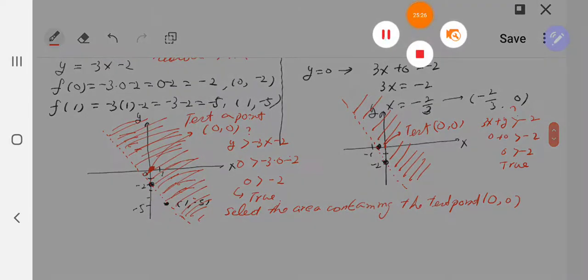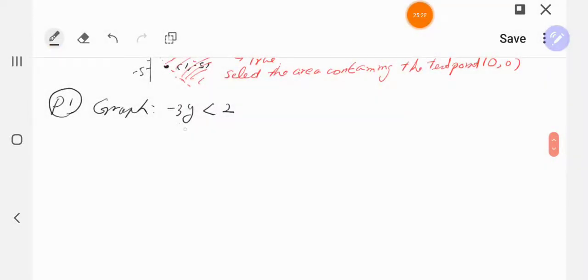Okay, for this inequality, we have to write it in slope intercept form. So this is x minus 3y is less than 2. So what we do is rewrite it. Then move x to the other side.